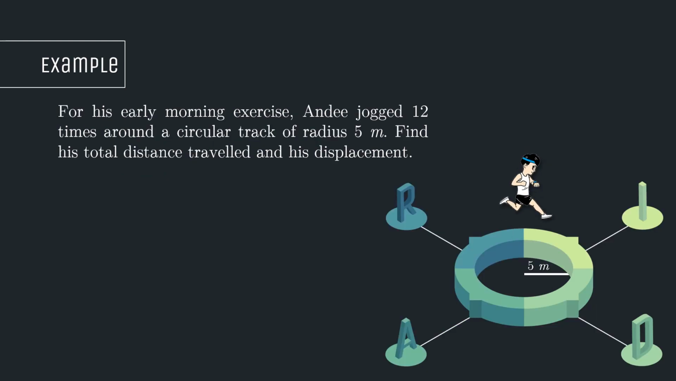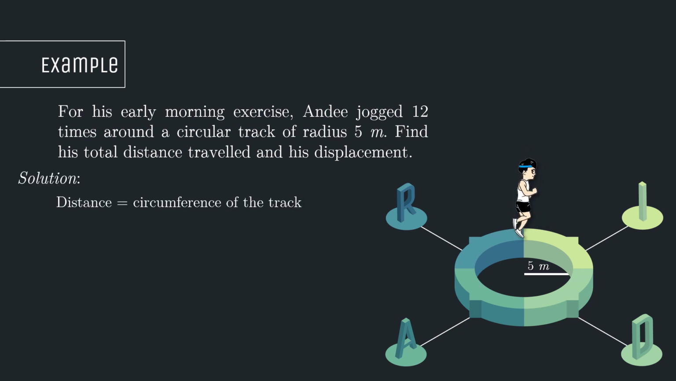For our next example, for his early morning exercise, Andy jogged 12 times around a circular track of radius 5 meters. Find his total distance traveled and his displacement. To solve this problem, the distance for one lap is equal to the circumference of the track. Circumference is equal to 2 pi r, where r is equal to 5 meters. Substituting the values, circumference is equal to 2 pi times 5 meters, which is approximately equal to 31.416 meters.